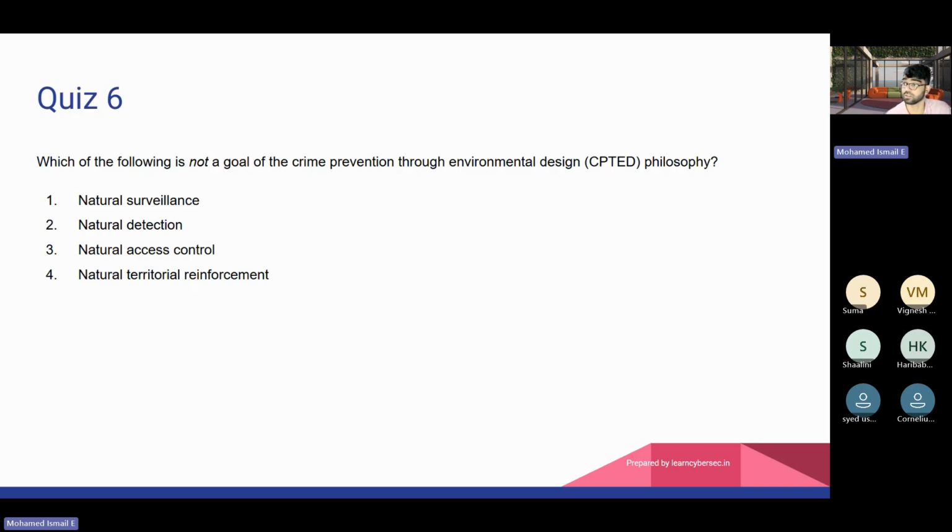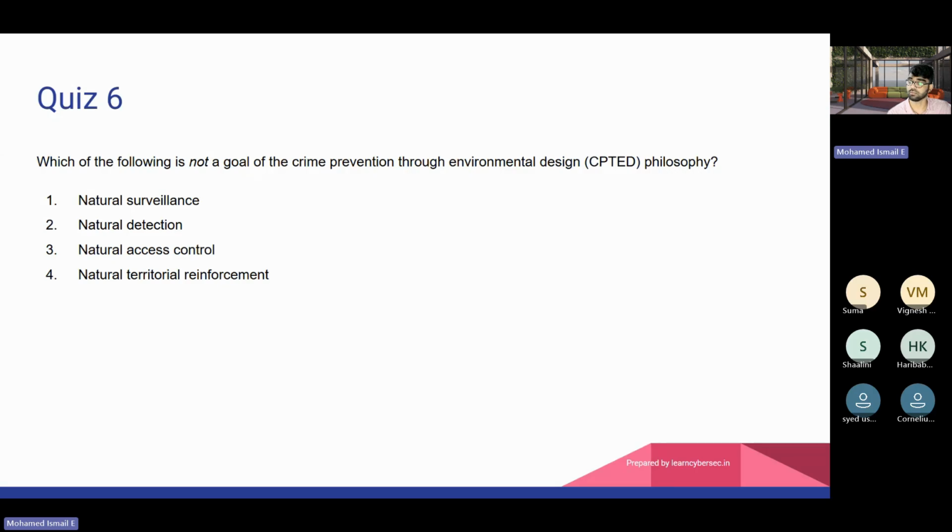So next, a quiz: which of the following is not a goal of the crime prevention through environmental design philosophy? So far we have seen environmental design, right? CPTED means crime prevention through environmental design: natural surveillance, natural access control, natural territorial reinforcement. This question is just the opposite, right? You are asking for what is not a goal. So natural surveillance is a goal.